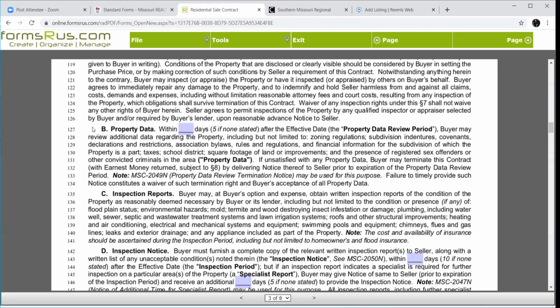All right, Section B. This should actually be called get out of jail free. What this states is within 5 days from the date of the contract, if it's blank, it's 5 days by default, that the buyer may review additional data regarding the property. Here are the magic words, including but not limited to zoning, subdivision, covenants, restrictions, associations, rules, regulations, financial information, taxes, school district, lane improvements, presence of sex offenders, criminals, et cetera, et cetera. They can leave for any reason.